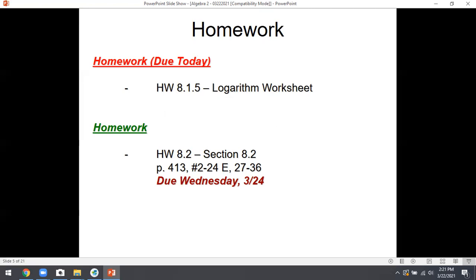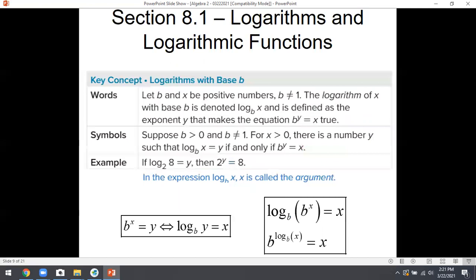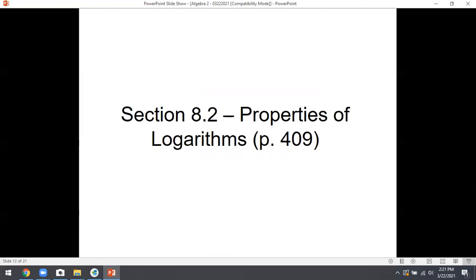All right, so 8.2, normal business. Tomorrow's a work day on that. Wednesday, it'll be due. Everything will be posted to Google Classroom after school now that the internet's finally back up, and let's get started. So section 8.2 is entitled Properties of Logs.